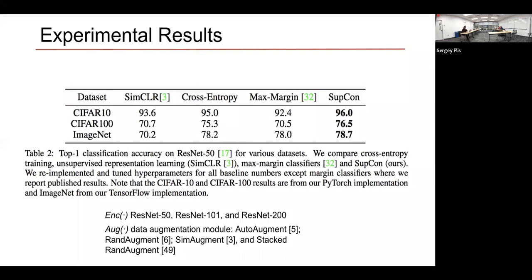Okay, this is their first experimental results. They experimented on CIFAR 10, CIFAR 100 and ImageNet datasets, and they compared their performance against SimCLR, a self-supervised contrastive learning technique, and traditional cross entropy loss and max margin loss. As you can see from the table, supervised contrastive loss outperforms almost in every case.